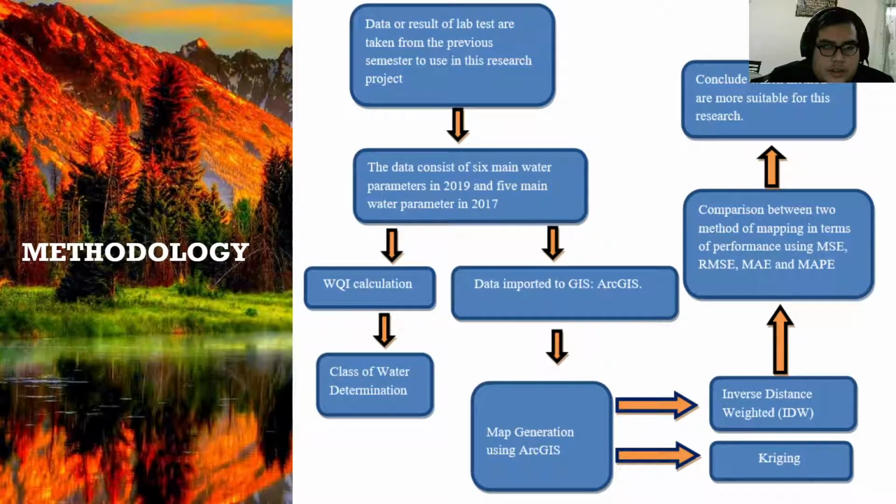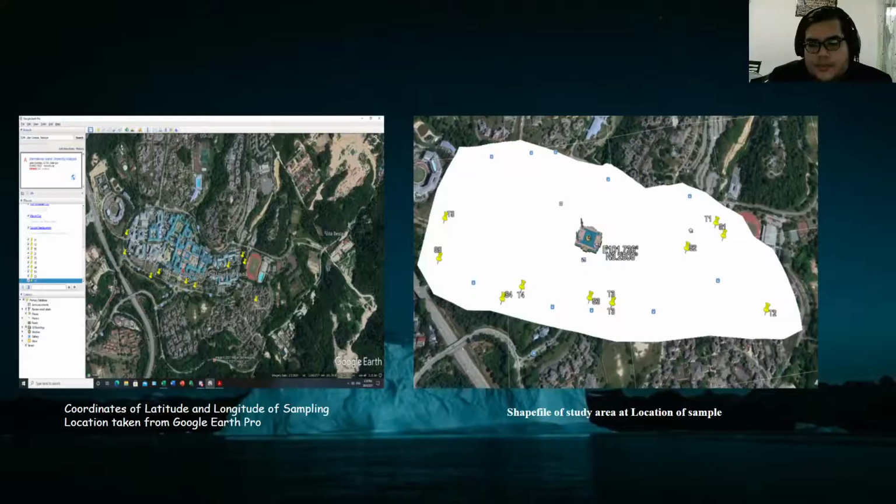Back to the flowchart. After taking the data and storing it in the Excel software, we then combine the data and import it to ArcGIS software, specifically ArcMap, together with the shapefile of the Sungai Pusu study area that was also taken from Google Earth Pro. It can be seen here, the shapefile of the study area and the location of the samples taken from Google Earth Pro.